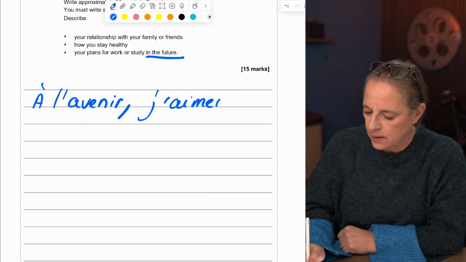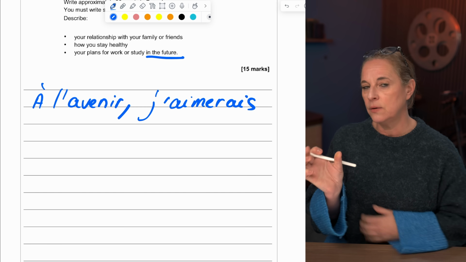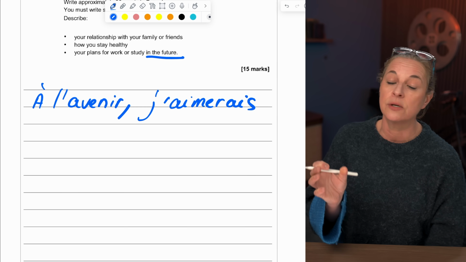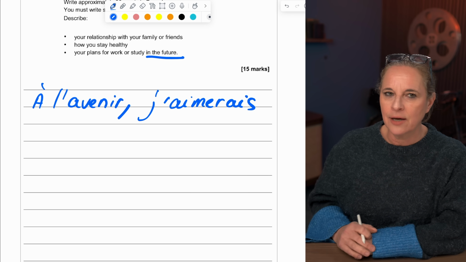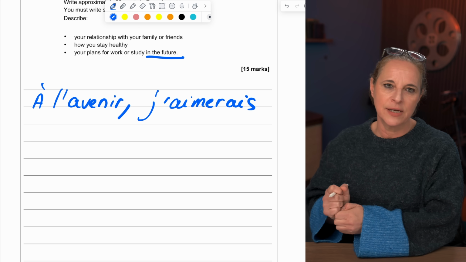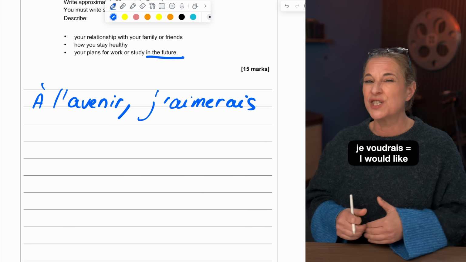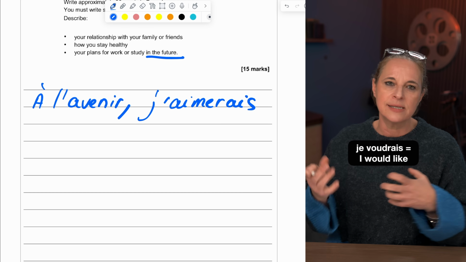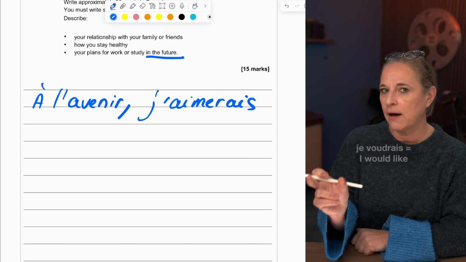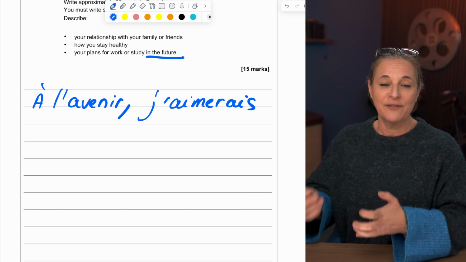J'aimerais. Again, you learn these little words, tenses, conjugation, verbs. Learn how to say I would like. For example, je voudrais, but also j'aimerais. Okay, learn these pre-made sentences by heart. Yeah. So, à l'avenir, j'aimerais.